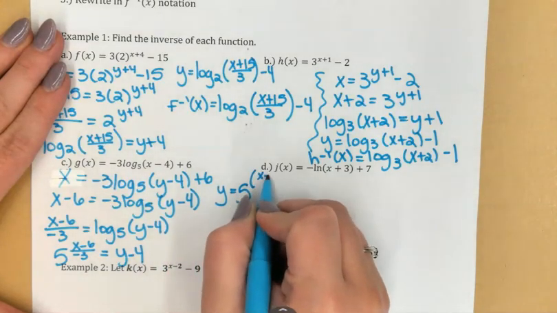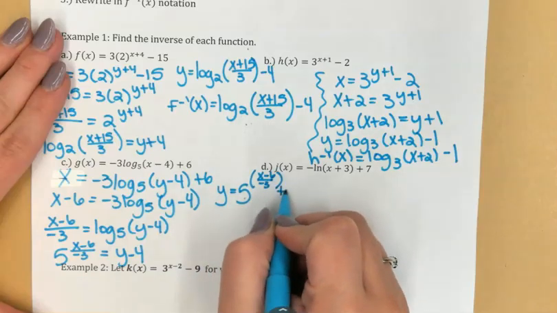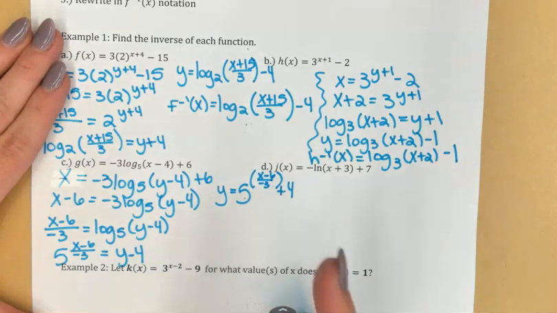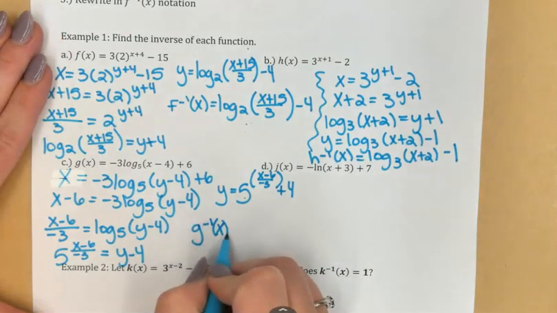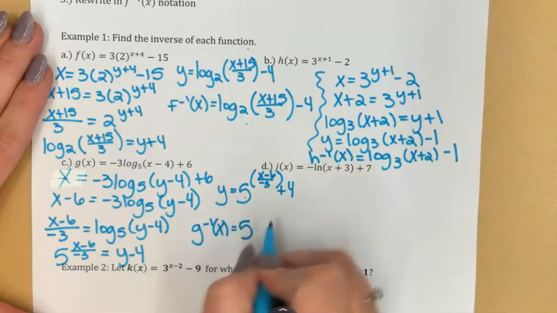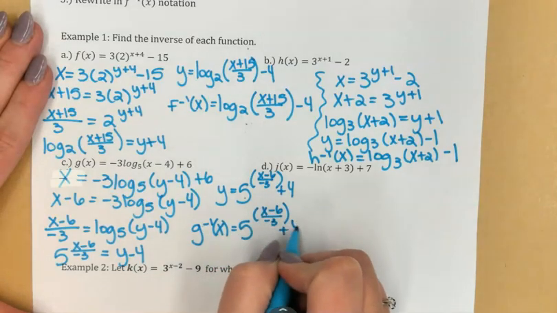And I'm going to put this exponent in parentheses because it's kind of complicated. And so there's my inverse, putting it in inverse notation. g to the negative 1 of x will be 5 to the x minus 6 over negative 3 power plus 4.